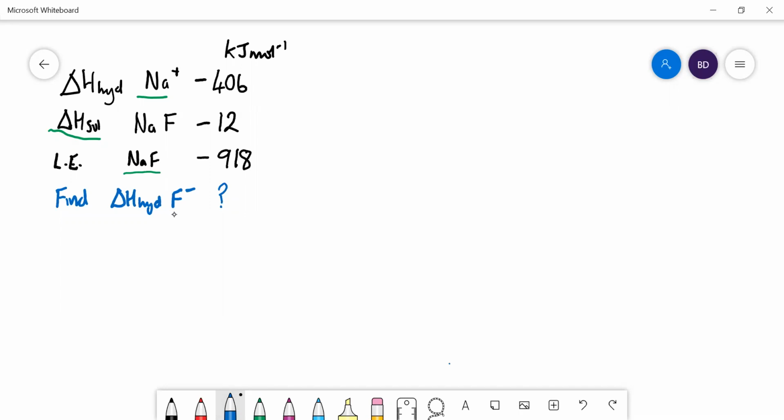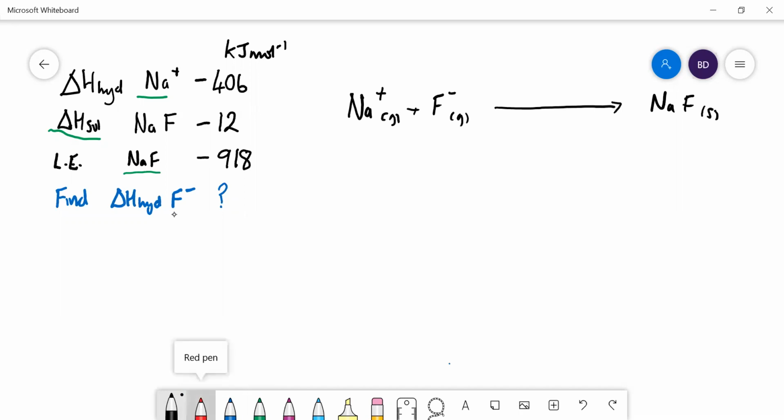So we're going to use the same energy cycle. So we just put Na+ gas, fluoride ion gas, going to form sodium fluoride solid, right? The ionic lattice. So this is going to be the lattice enthalpy up here, isn't it? So that is minus 918 kilojoules per mole. In that direction, it's exothermic.